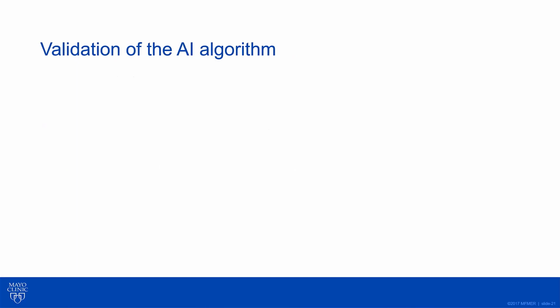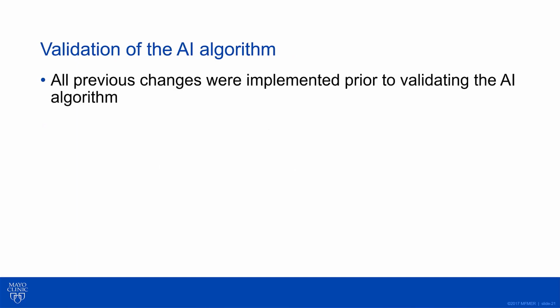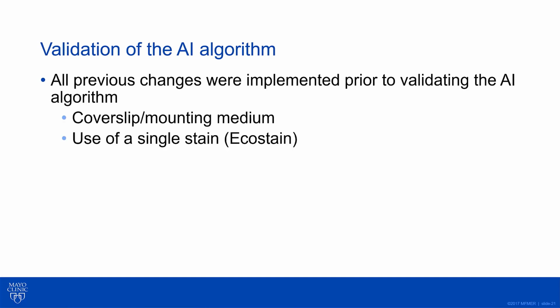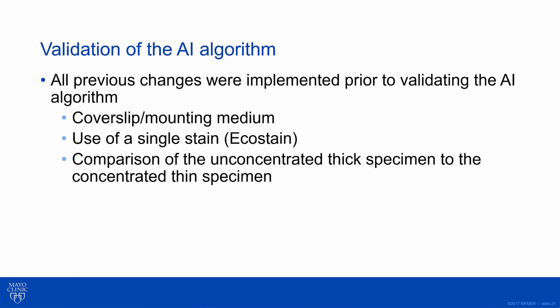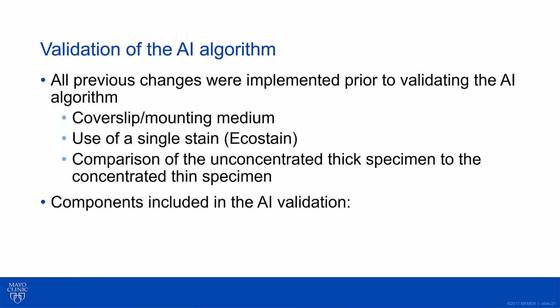So all of this required validation. All of those previous changes we implemented before we validated the AI algorithm. The cover slipping and mounting medium, the use of a single stain, the comparison of the unconcentrated thick specimen to the concentrated thin specimen. These all required thorough validations to show that it did not impact our results at all. And we actually found that they gave superior results. So we were quite pleased with this when we then undertook the validation of the AI algorithm itself.